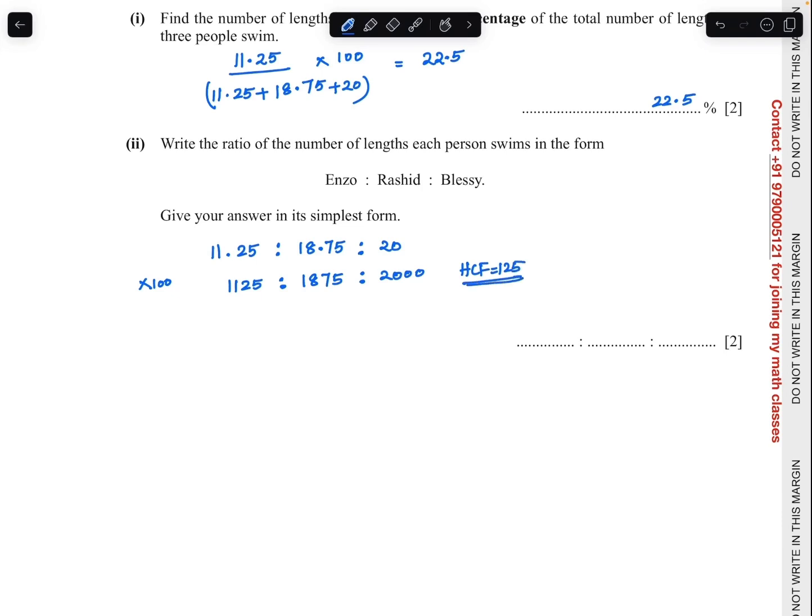So you can calculate and get the HCF. If not, then you can try dividing these numbers by some prime number, right? So I'm going to divide all of these by 125. So I get 9 is to 15 is to 16. So this is the ratio in the simplest form.